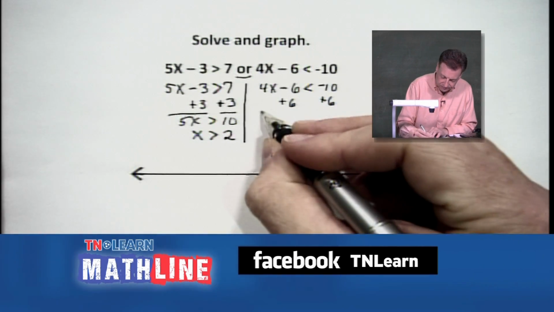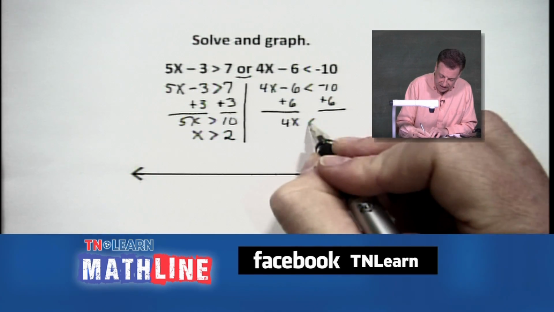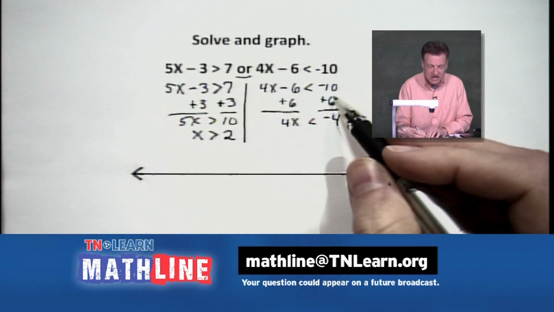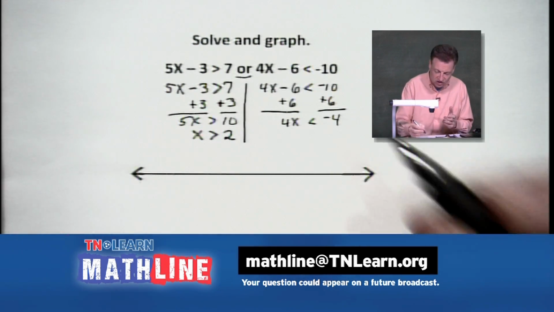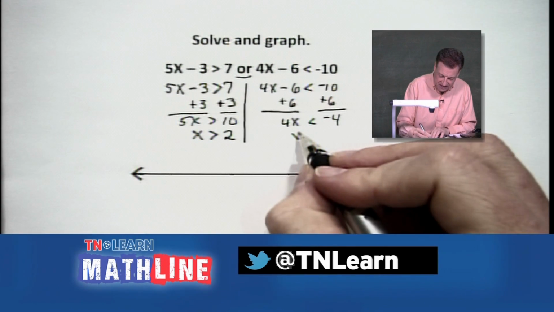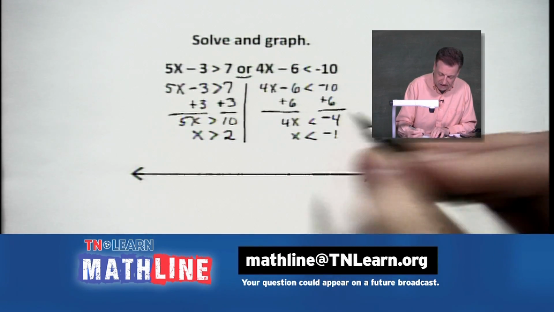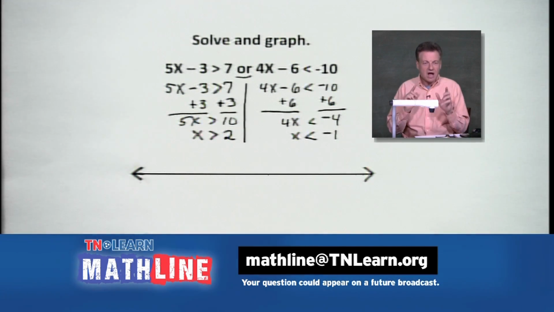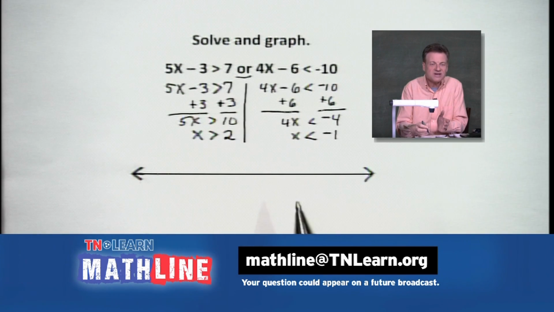Now, let's add 6 over here, see what happens. Add 6 there. And that's going to give me, looks like 4x less than -4, folks, because that -10 is bigger than +6 in terms of its absolute value. So we're going to go with the negative sign there. And we're going to divide, and that's going to give us x less than -1.